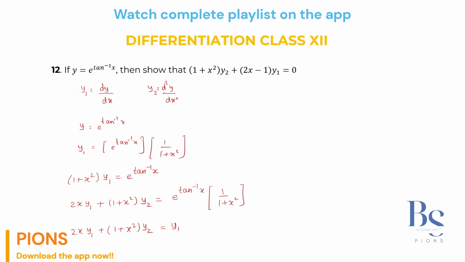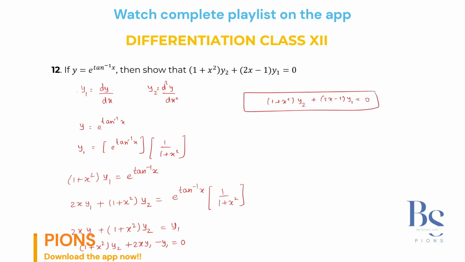Now 1 plus x square y2 plus 2x y1, and take the other y1 also on the left hand side equal to 0. Let's rewrite this expression finally over here. 1 plus x square y2. Take y1 common, so 2x minus 1 y1, right hand side 0. This is our desired equation. This was question number 12.